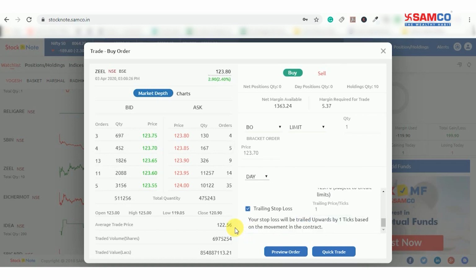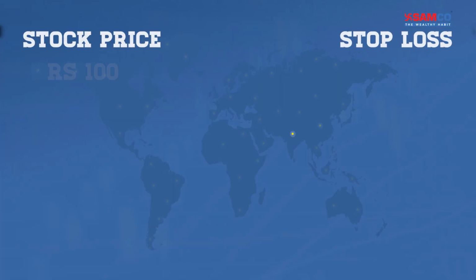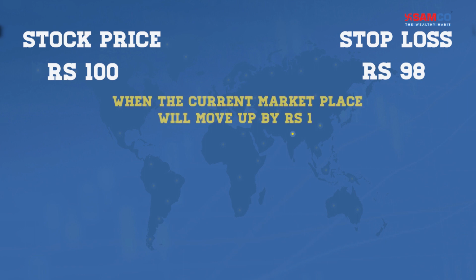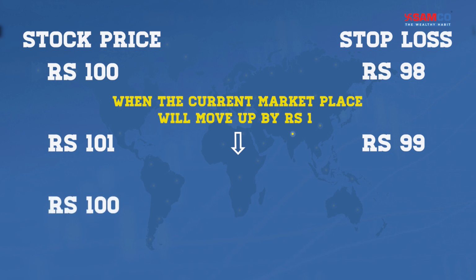For example, if you bought a stock at rupees 100 and you placed a stop loss at rupees 98, which is 2 rupees lower, but when the current market price will move up by rupees 1, that is to 101, your stop loss will move up by rupees 1, that is 99 rupees. But when the price fell from 101 to 100 rupees, your stop loss will freeze at 99 rupees. The trailing stop loss order is completely optional.